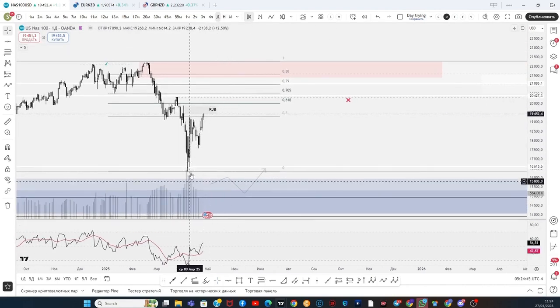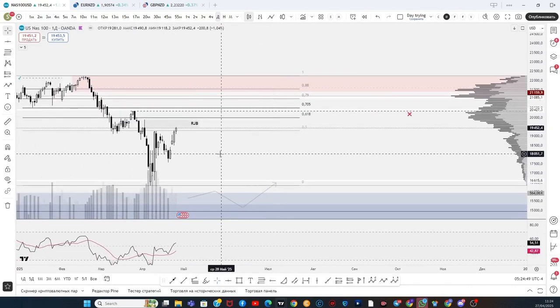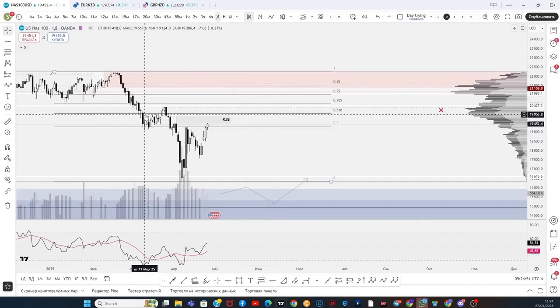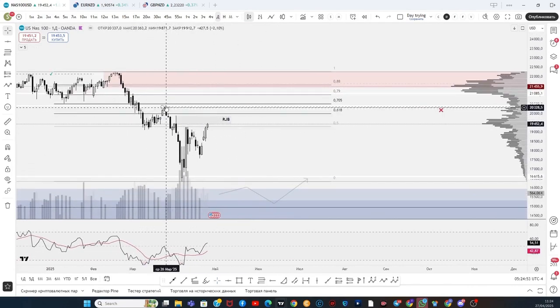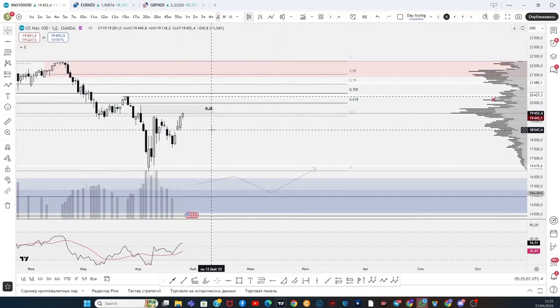There is a reaction, there is liquidity. There was a local liquidity collection here. So we are now in our zone.